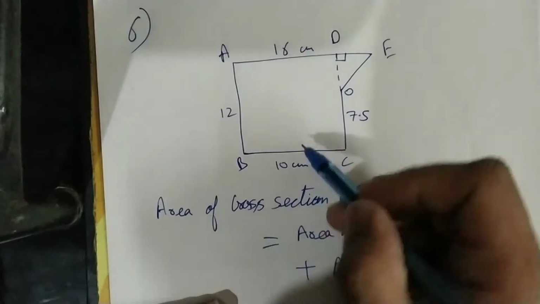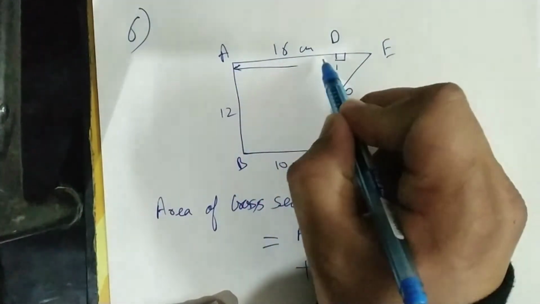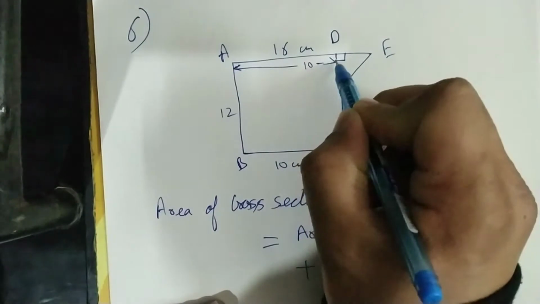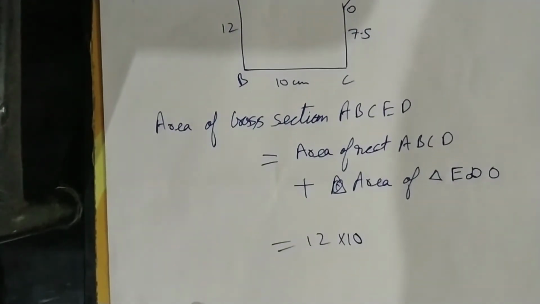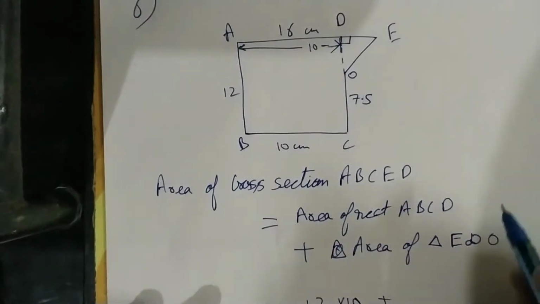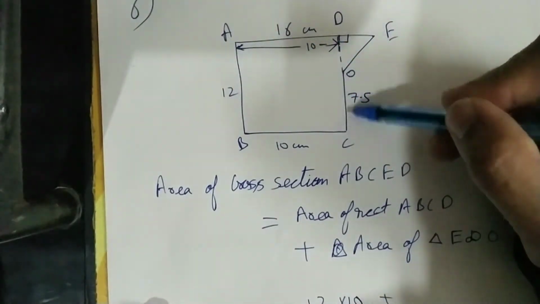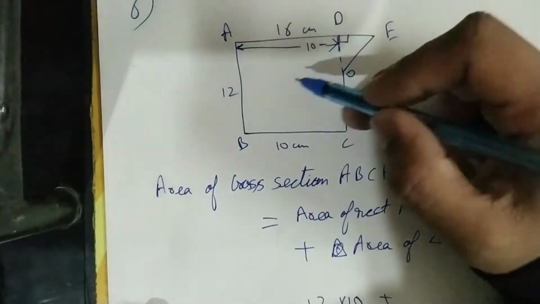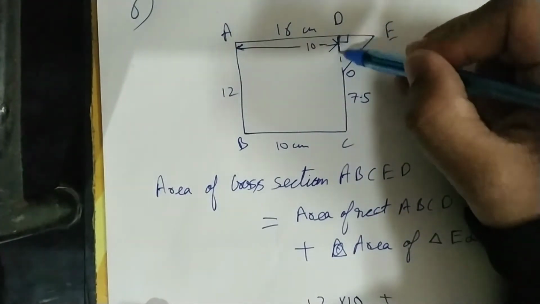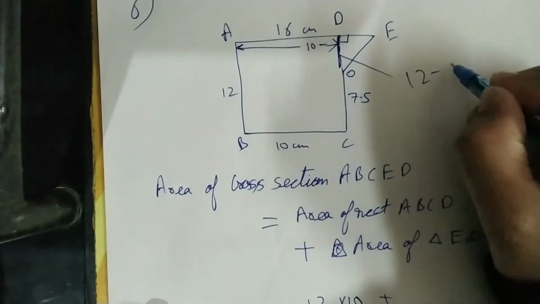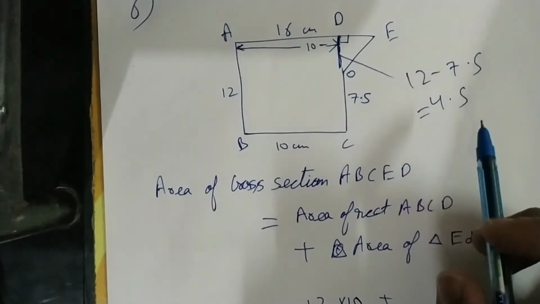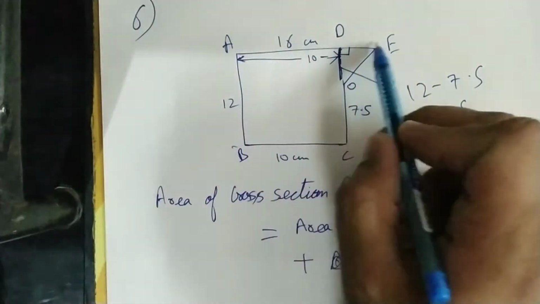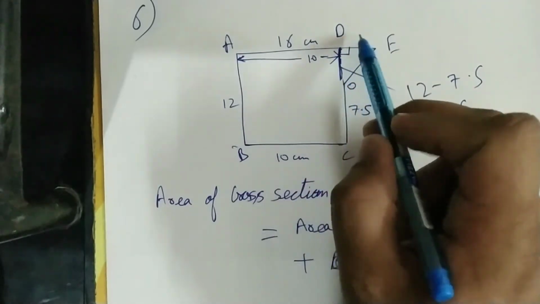Now if this is 10, then this length from here to here will be also 10, and this is 12. So area of rectangle is 10 into 12, and this complete is 12. This part is 7.5. So just subtract 7.5 from 12 to get the length of this part. So this will be 12 minus 7.5, which is equal to 4.5. Now if this is 10, this complete was 16. This is 10, so this part will be 6.